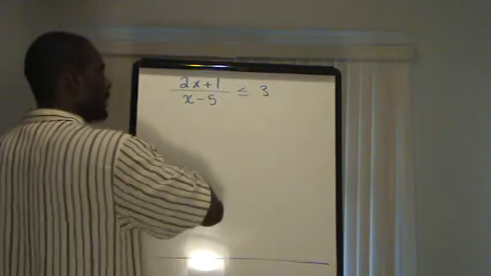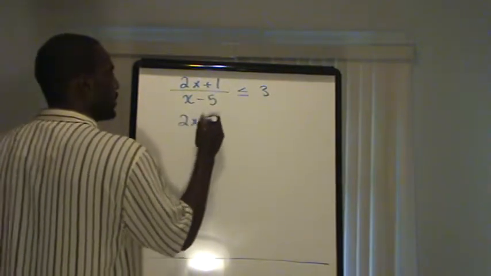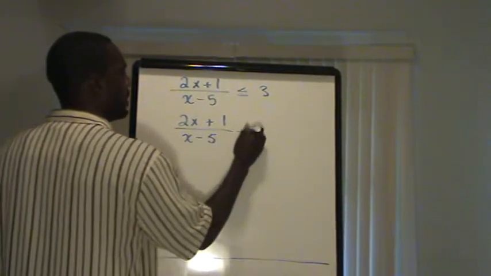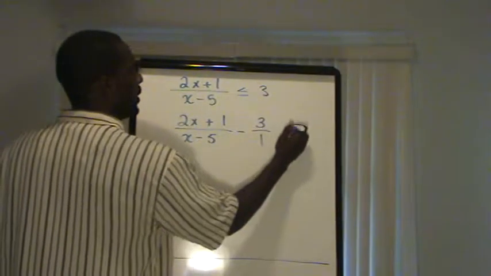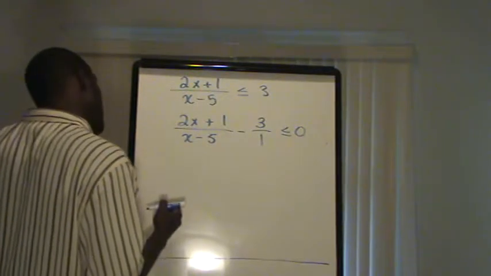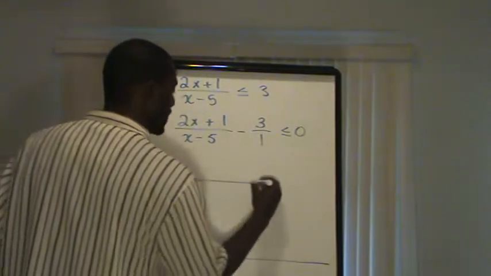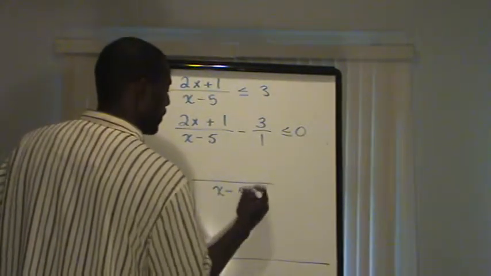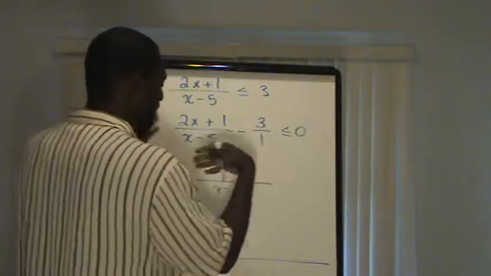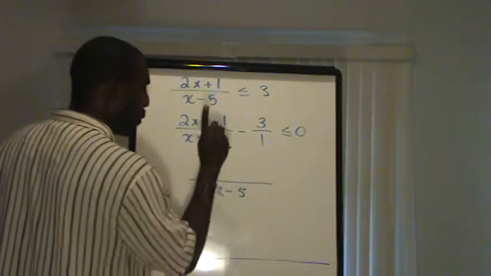We take our 3 to the left side of the inequality, and we have (2x plus 1) over (x minus 5) minus 3 over 1 is less than or equal to 0. So we find our least common multiple again by multiplying x minus 5 times 1, and we get x minus 5. And through the last example that we just looked at, you can refer back to it if I'm going a little bit too fast. X minus 5 goes into x minus 5 one time.